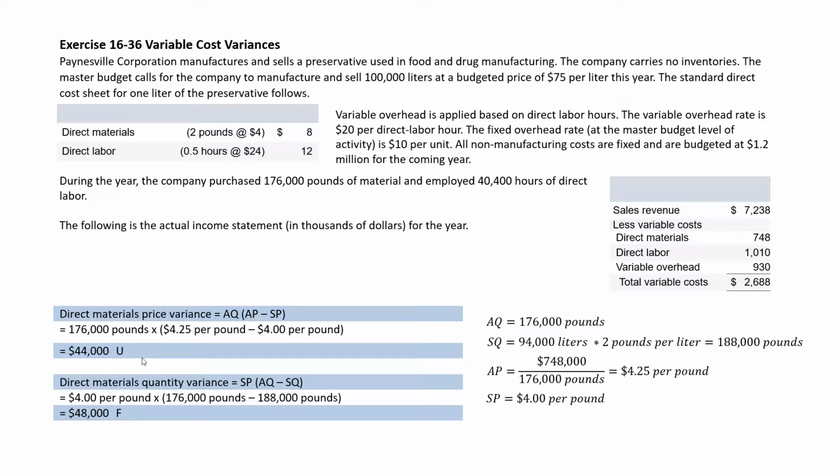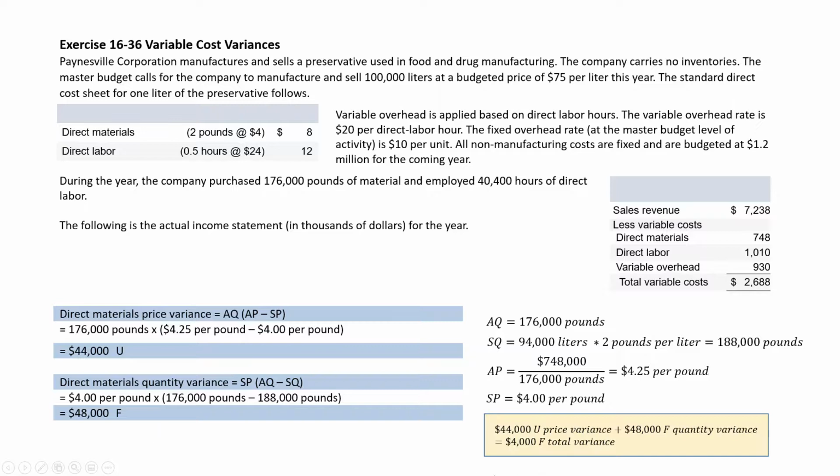Maybe my purchasing manager bought better quality materials and it costs me more from a price variance perspective, but because they were so high quality, I didn't have to use as much, so I ended up saving the amount of material that I could use, and I had a favorable direct materials quantity variance. Overall, when I look, and these are different signs, one's unfavorable, one's favorable, I end up with a total, because they cross against each other, 44,000 unfavorable, 48,000 favorable, I end up with a total $4,000 favorable variance.